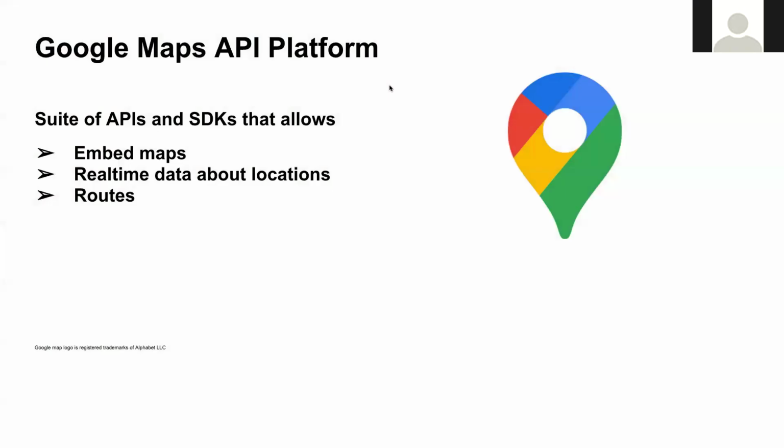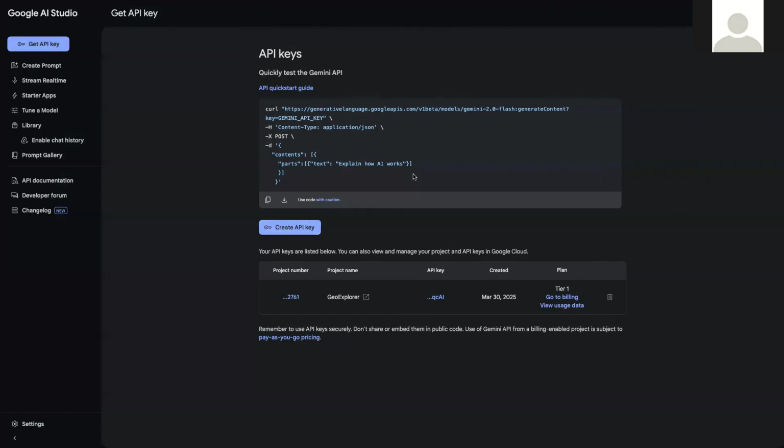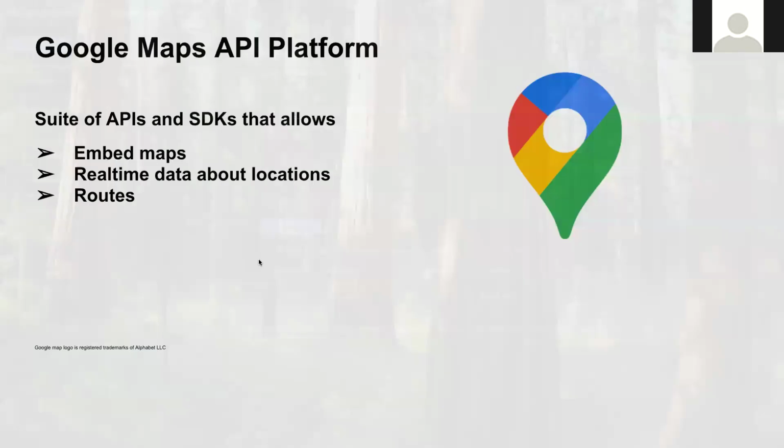Okay, so we now know how to create an API key from Google Gemini. Once you get the API key, just copy it and save it locally somewhere at a secure place. Or I will show you in some time where to paste it.